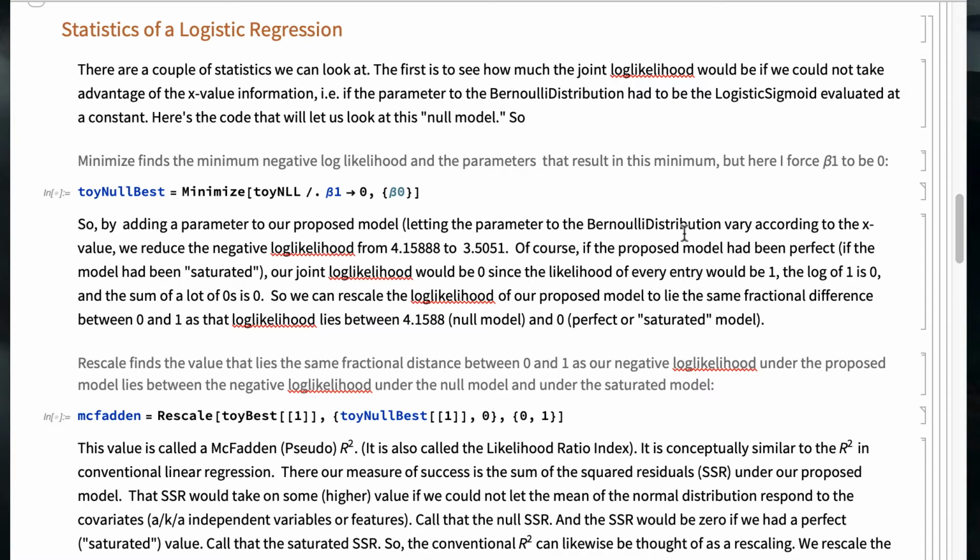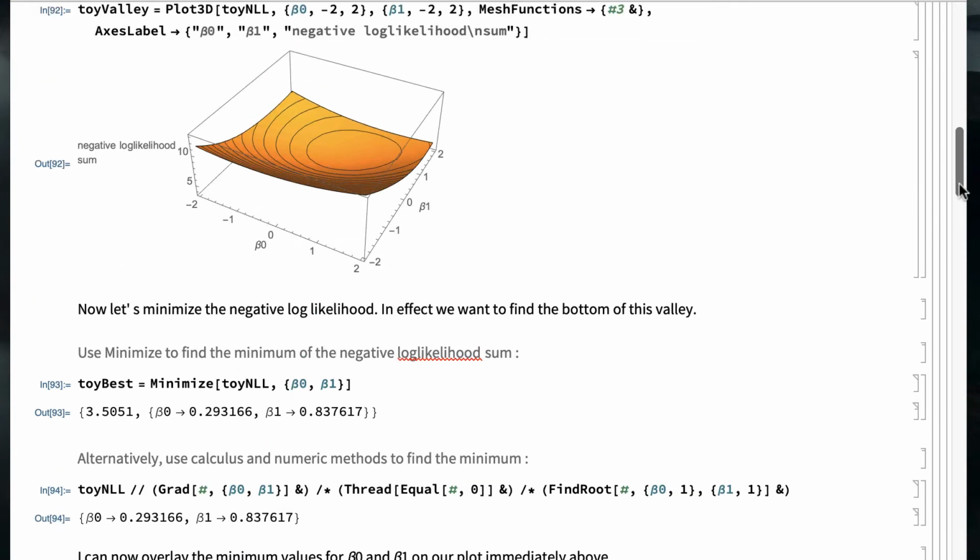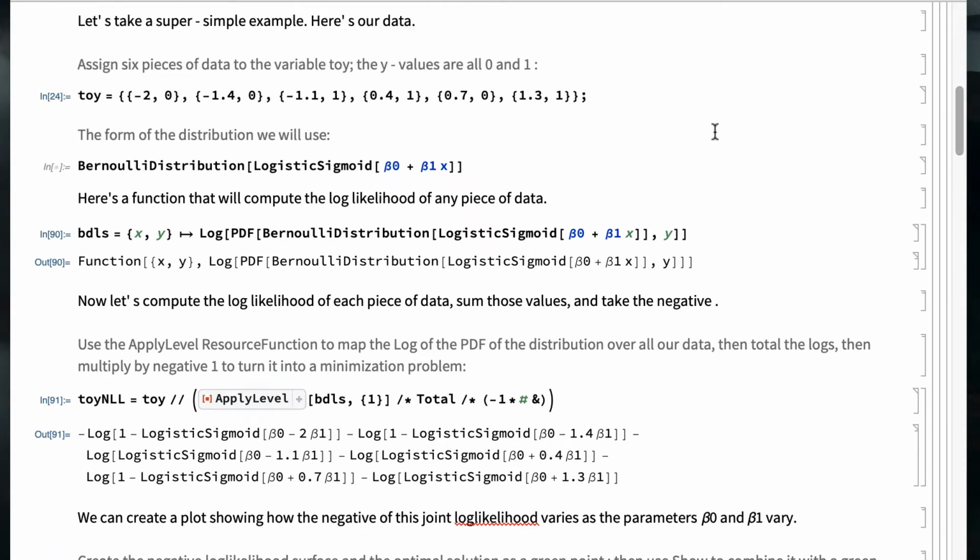So remember we got that negative log likelihood value. But we got that when we could take advantage of the x value information. That is, in our model up here, we're allowed to know what x is, and we're allowed to take that into account in computing the logistic sigmoid that feeds into the Bernoulli distribution. But what if we couldn't? What if we weren't allowed to take advantage of the x information and we had to just guess one number, beta 0, that did the best job if possible of minimizing the negative log likelihood?